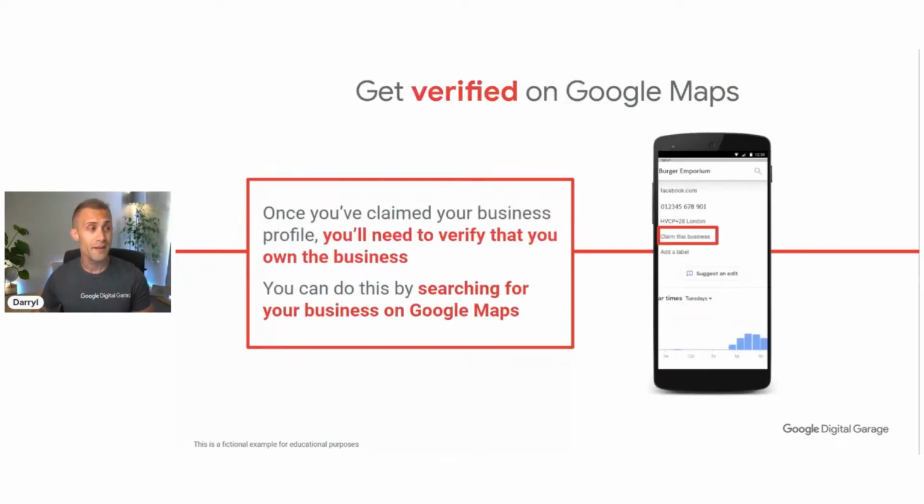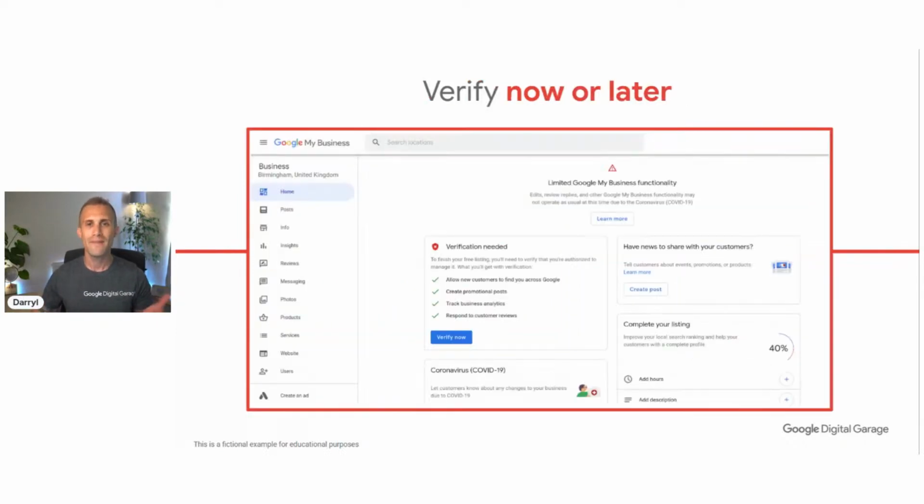Then we're going to jump into getting verified. Once you have claimed your business profile, you're then going to have to verify that the business is yours. There's quite a few ways to do this, but generally, once you have created your profile, you will have a dashboard that looks very similar to what you see on screen right now.